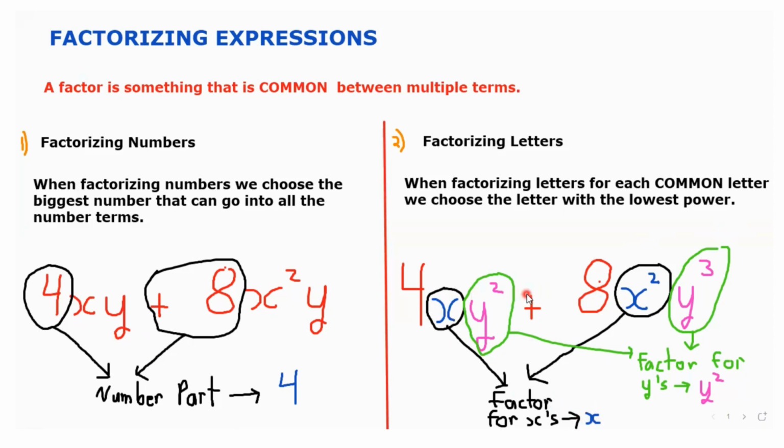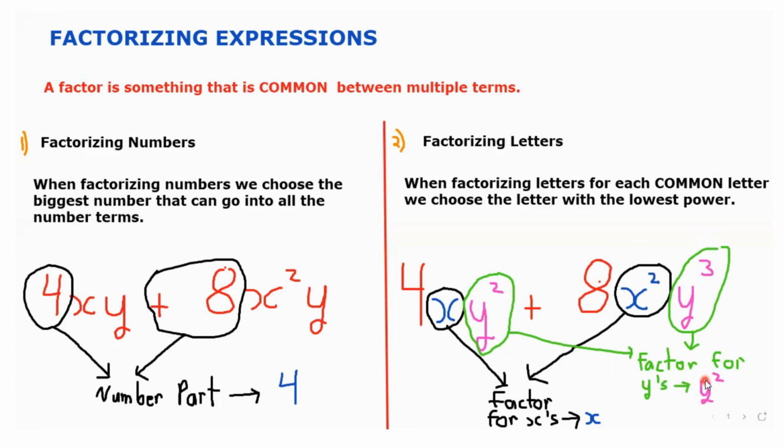What other letter is common? Well, the y's. We have y squared and y cubed. Just as we learned before with the x's, which one has the lowest power? Yes, if you guessed it, y squared. So the factor for the y's will be y squared.